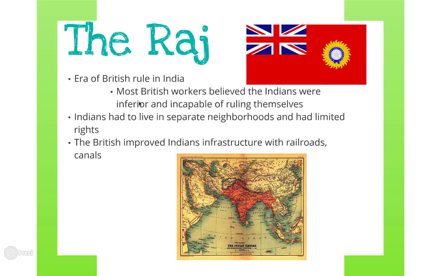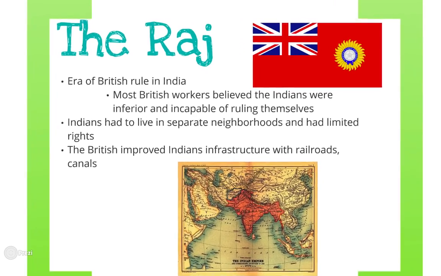All areas have the 5 key traits of civilization. So the Indians had to live in separate neighborhoods and had limited rights. So what's interesting about this is that this is their land, their original land, and they are forced off and told they had to live in separate neighborhoods. Now the British improved the Indians' infrastructure, as in their buildings and their city grids and all that kind of stuff, because they brought in railroads and canals, which help you trade better.